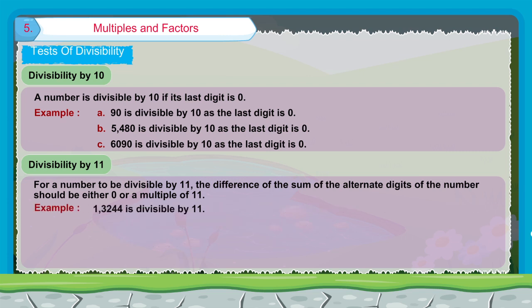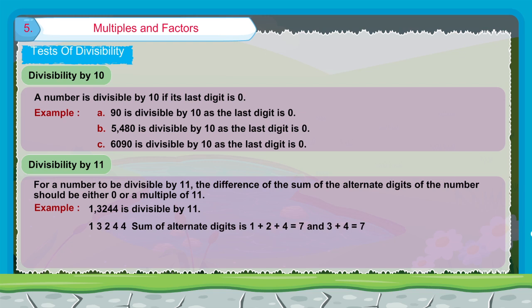Example: 13,244 is divisible by 11. In 13,244, the sum of alternate digits is 1 plus 2 plus 4 is equal to 7 and 3 plus 4 is equal to 7. Their difference is 7 minus 7 is equal to 0. Therefore, 13,244 is divisible by 11.